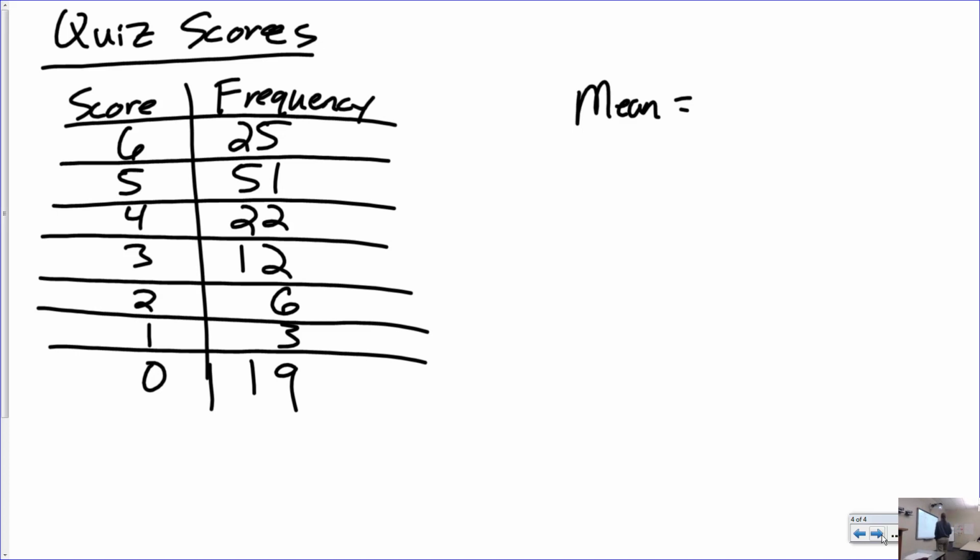How'd you figure that out? I added up all the frequencies and then I multiplied the frequencies by the score, and added together the score times the frequency for each of them, divided it by the total frequency. All right, so first thing you did was add up the frequency. What were all the frequencies?